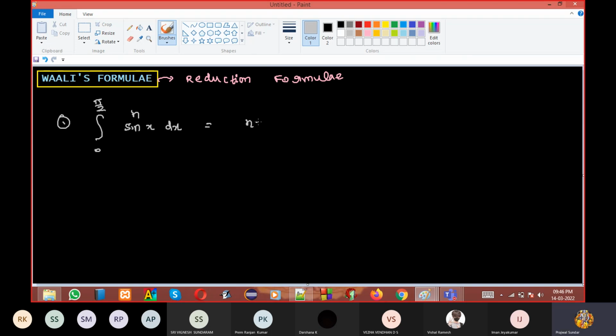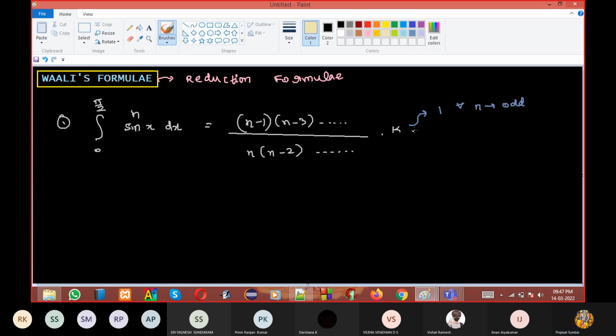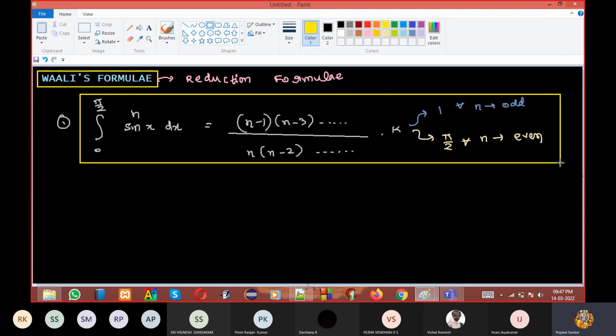Listen carefully. (n minus 1) into (n minus 3) divided by n into (n minus 2), into k, and k will be 1 for n is odd, and k is pi by 2 for n is even. I'll explain, don't worry, just writing the formula. Please remember this formula. Ma'am has used this formula to do integrals faster in the class. Now let me explain how to remember this formula.